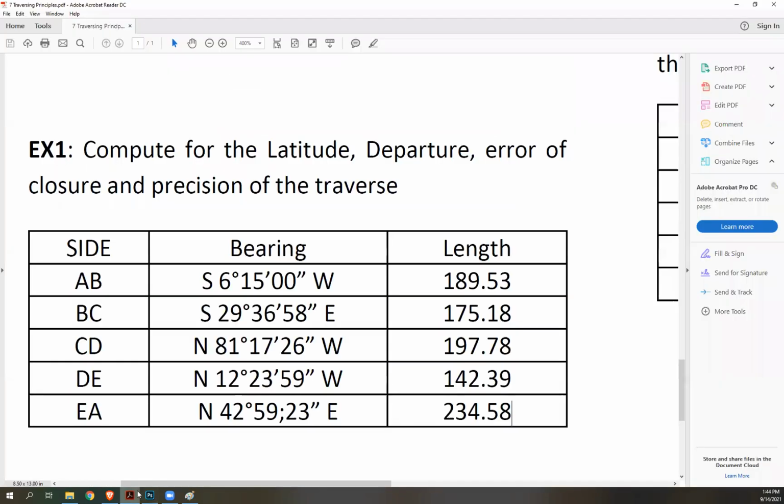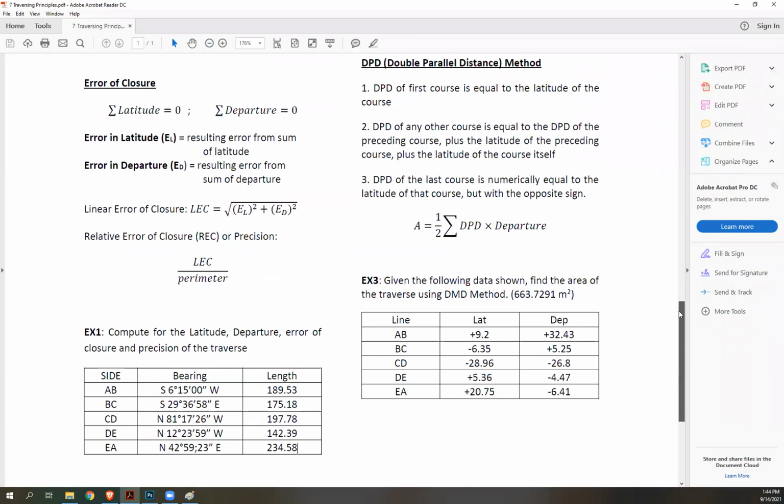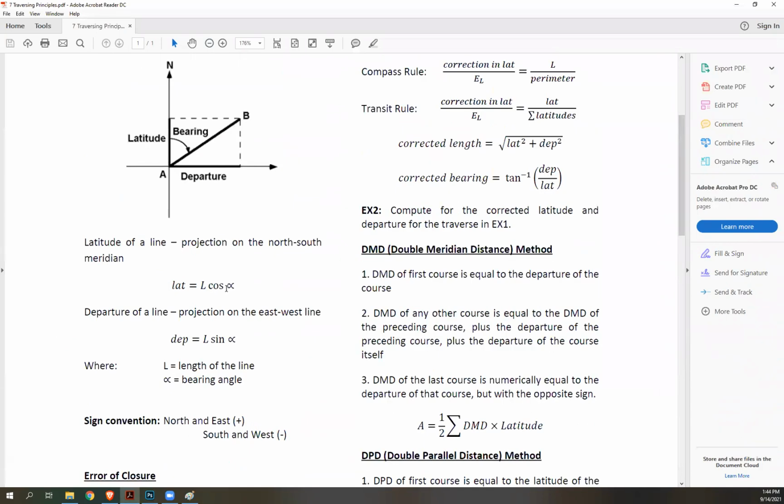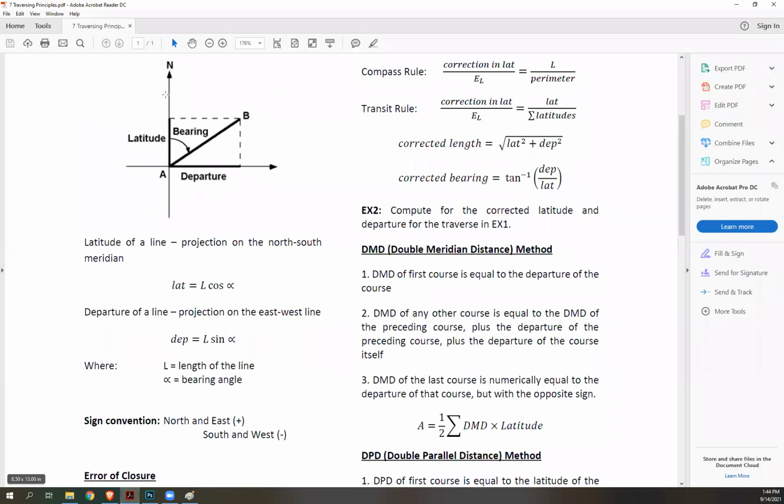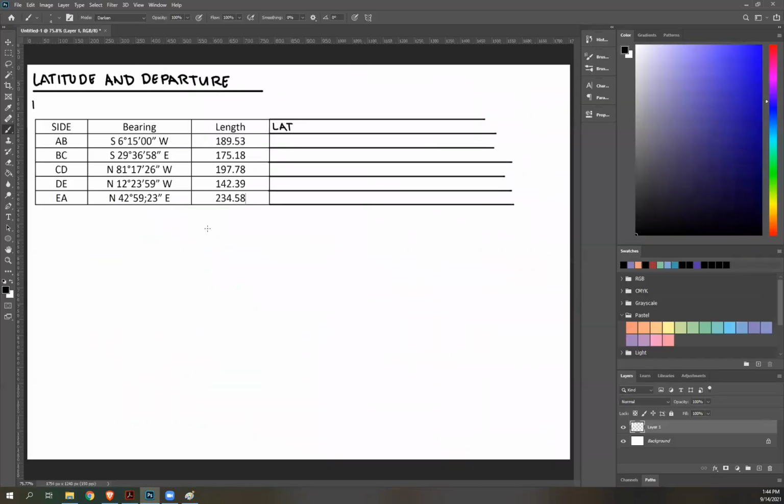Okay, so latitude, going back to our equation, to refresh ourselves, and that's just L cosine alpha. Okay, so just always use L cosine alpha for latitude. So that's 189.53 cosine 6 degrees 15 minutes. And remember, latitude is the vertical component or the projection on the north-south meridian. So if it's south, negative. If it's north, positive. This is south, so that's immediately negative. Again, 189.53 cosine 6 degrees 15 minutes. You should get negative 188 point.